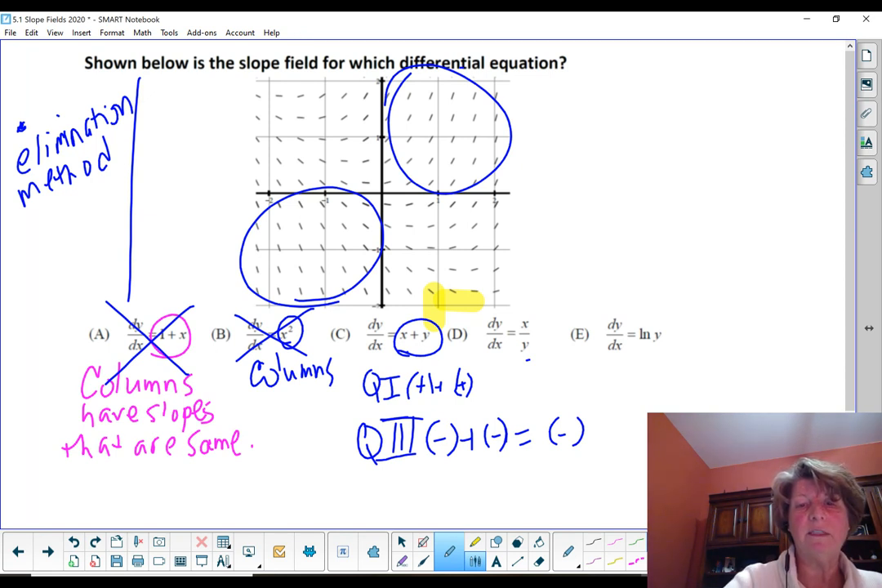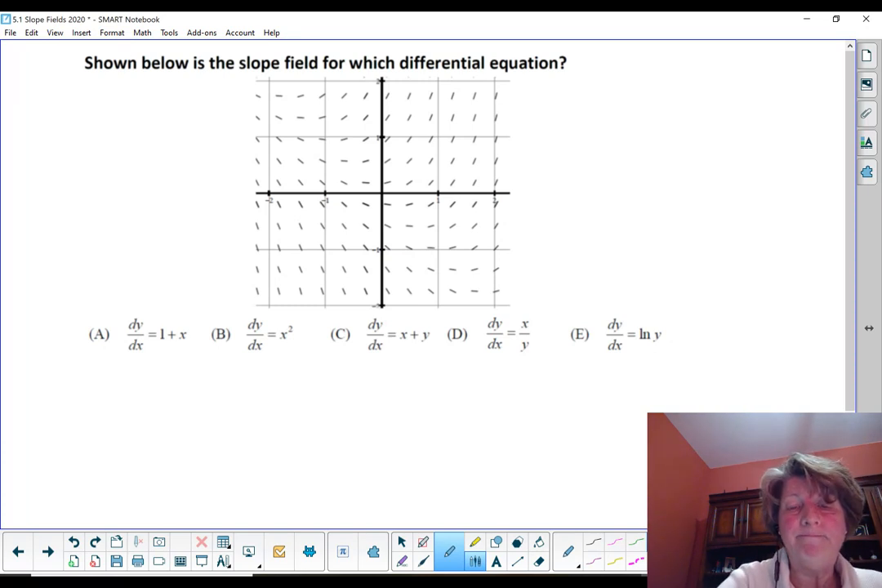0, 0 would be a good one to check. I should have a zero slope, but they did not indicate any slopes on that, so that wasn't helpful. What about at like 1, 1? Should see a slope of 1, and that's kind of fitting, doesn't it? Yeah, that's looking pretty good. Okay, I think C has some real potential.